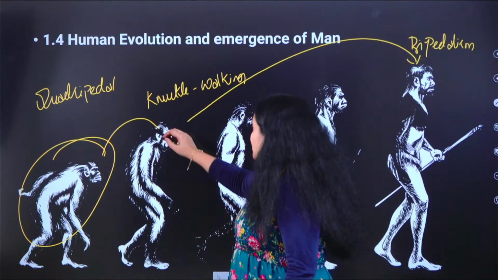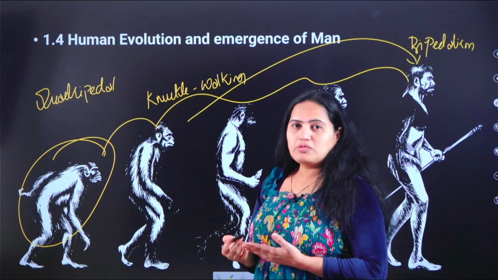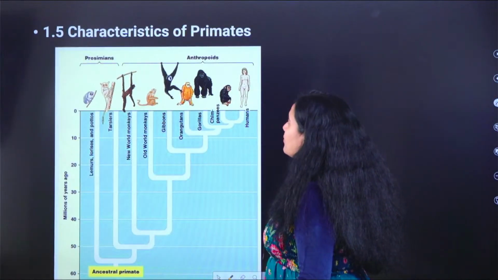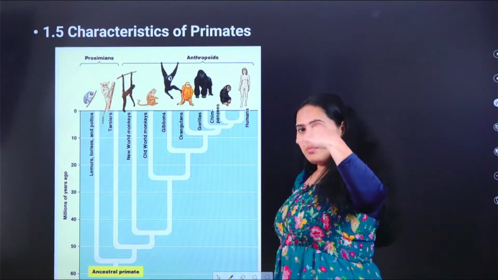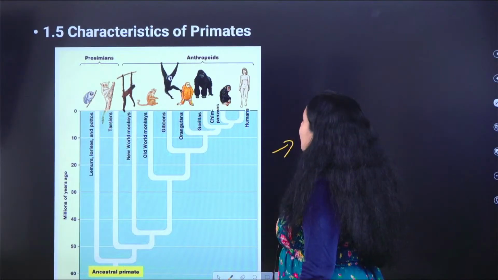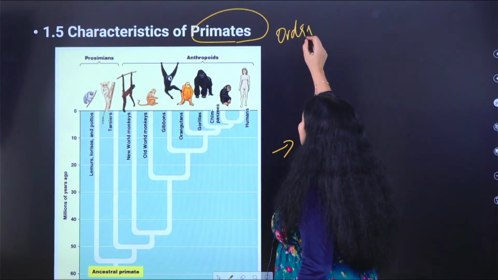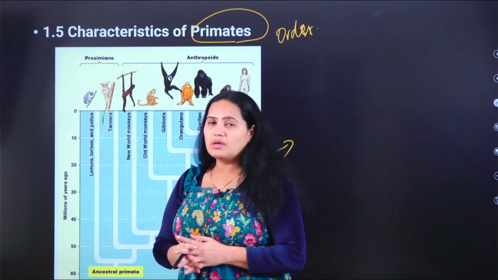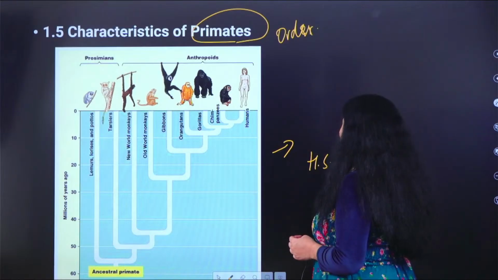What are the species which were present in this period? What has led to this stage? We will study all these things in 1.4. And then we will understand the characteristics of primates, the phylogenetic status of human beings, and where we come under this order. Even though we are part of the animal kingdom, our order is primates. The modern day man is called Homo sapiens sapiens.